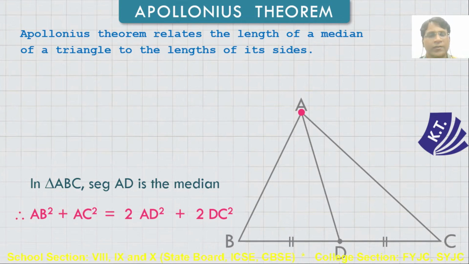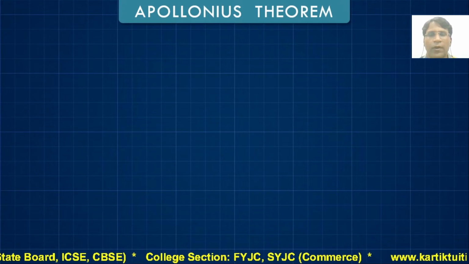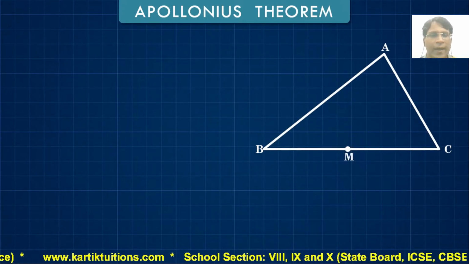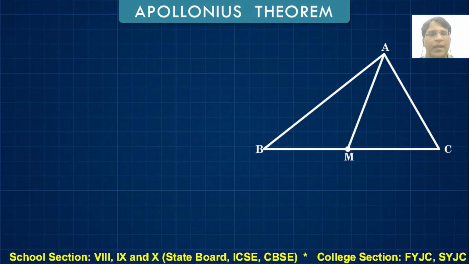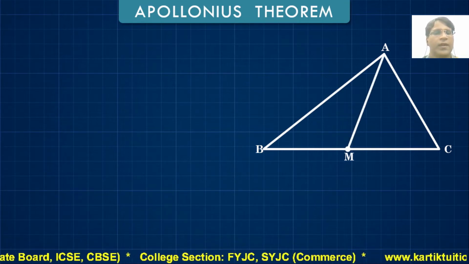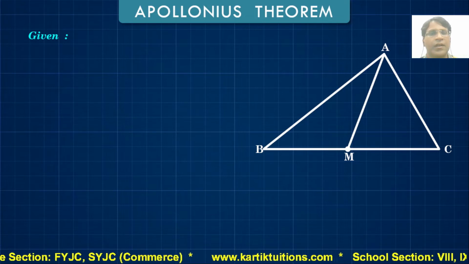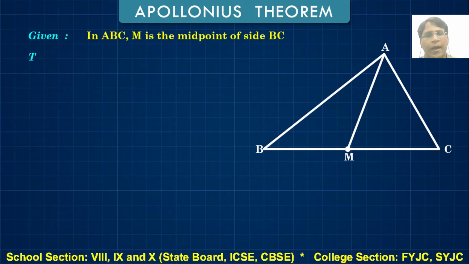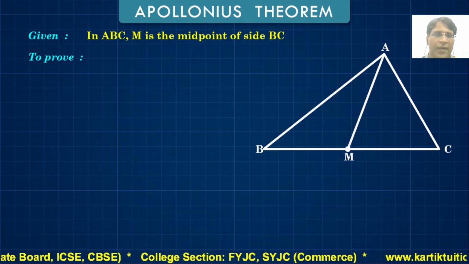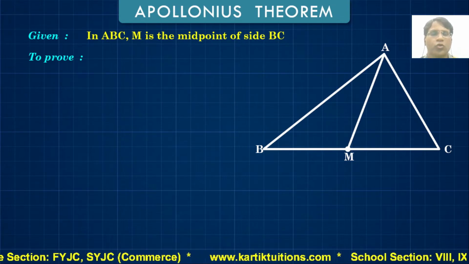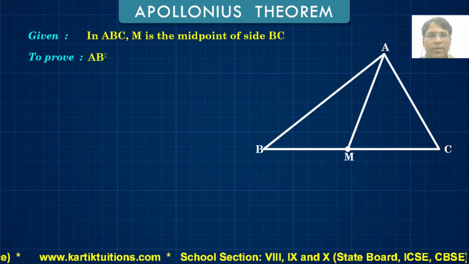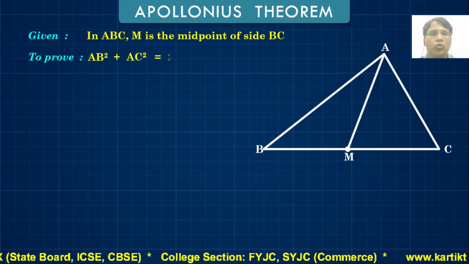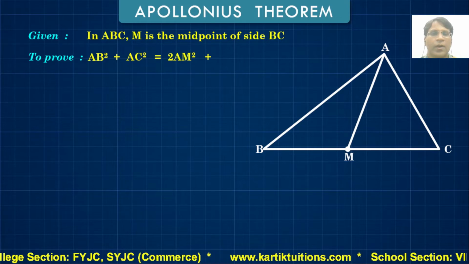Let's have a look at its proof. Now, what is given to us? We have a triangle ABC where M is the midpoint of BC and I joined M with A. So I get AM is the median. So in triangle ABC, M is the midpoint of BC and AM is the median. Now what you're supposed to prove? You're supposed to prove AB square plus AC square is equal to 2 times AM square plus 2 times BM square.